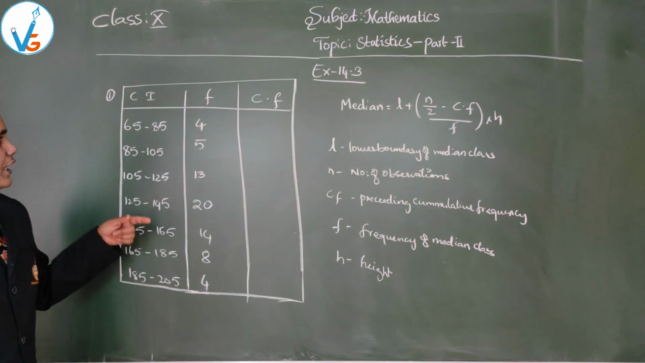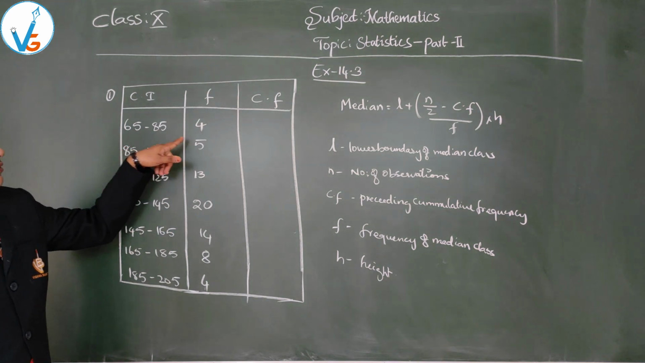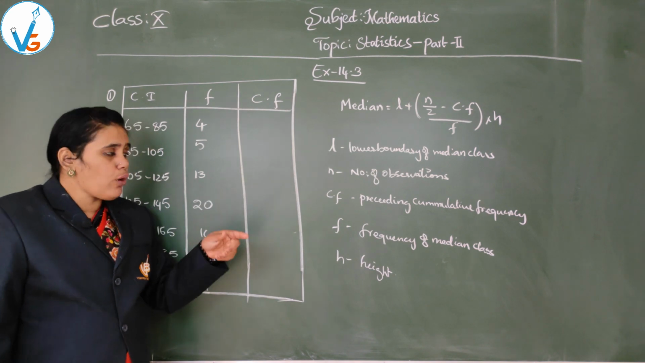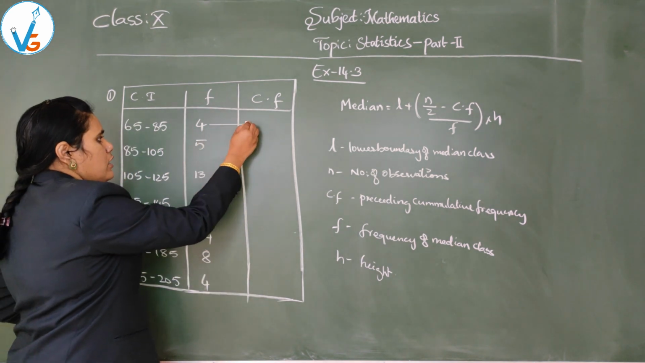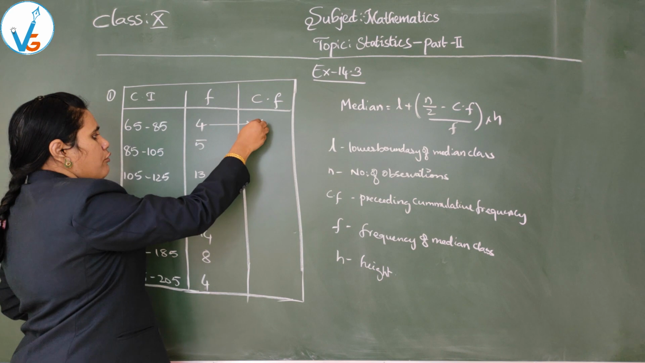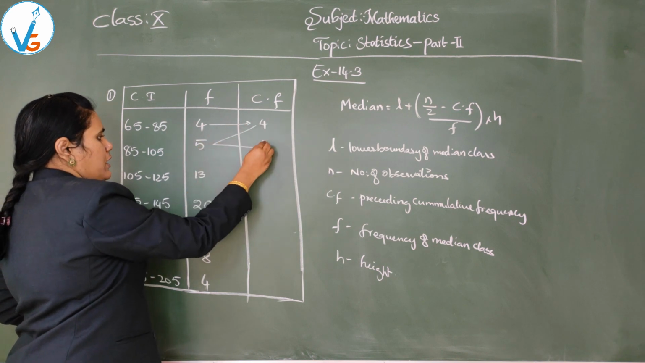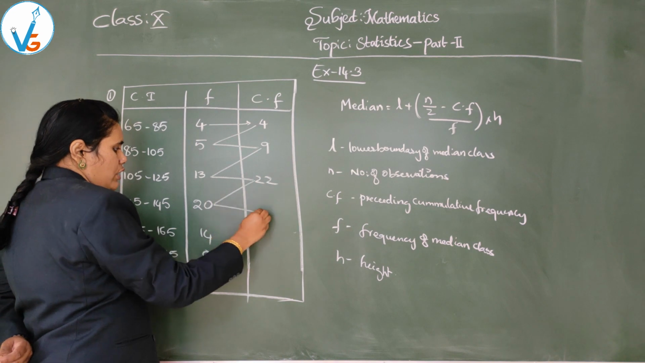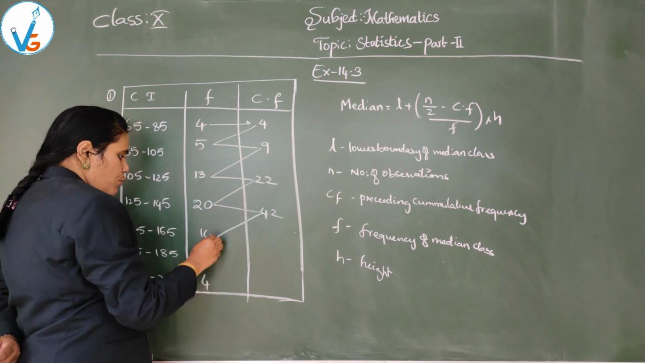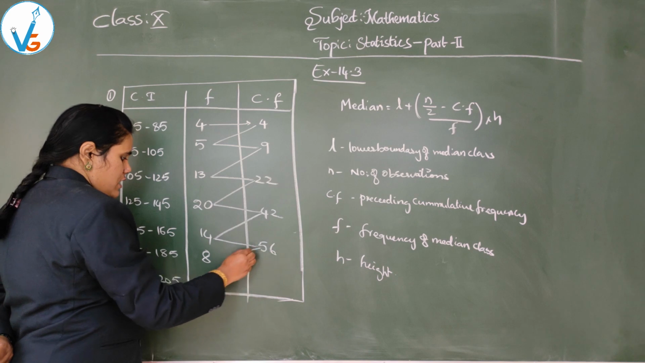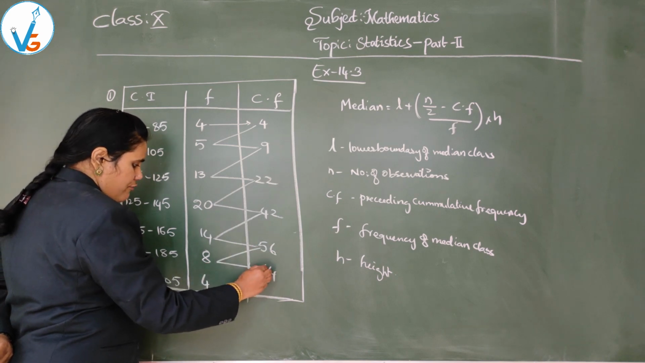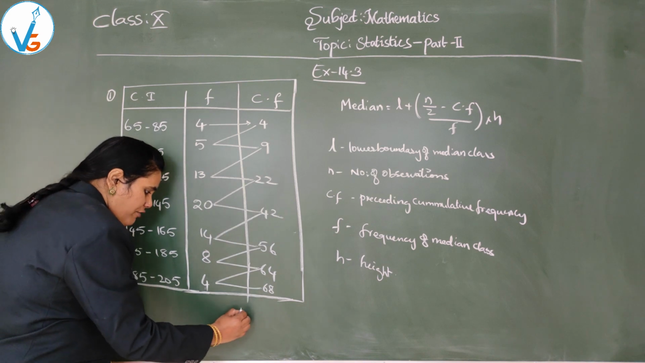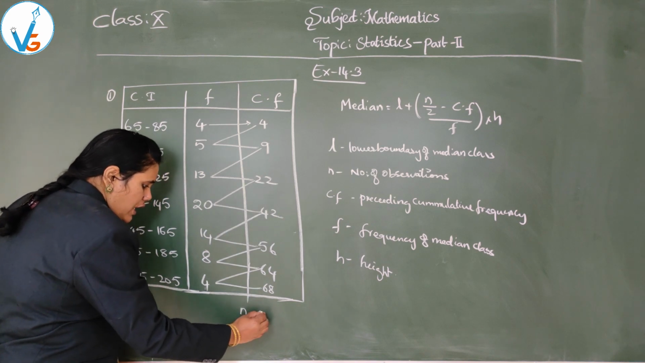Here, what is given to us? Class intervals and frequencies. Now we have to find our cumulative frequency. How can we get it? 4 we write as 4. 4 plus 5 becomes 9. 9 plus 13 will be 22. 22 plus 20 is 42. 42 plus 14 is 56. 56 plus 8 is 64. 64 plus 4 will be 68. So what is the value of N? N is equal to 68.